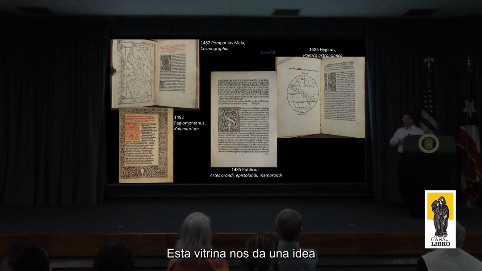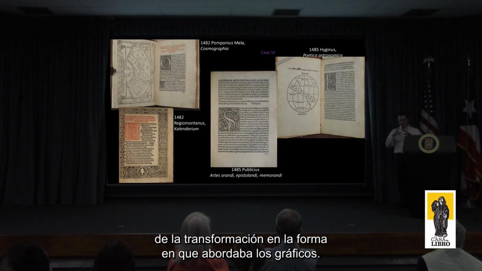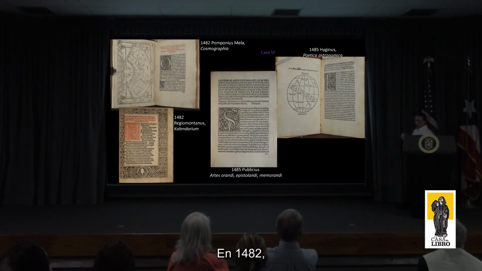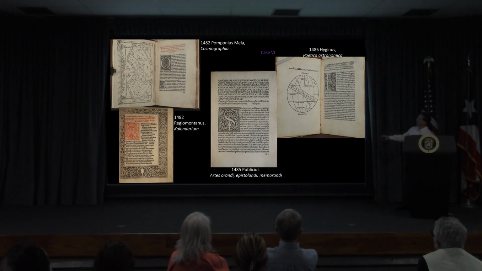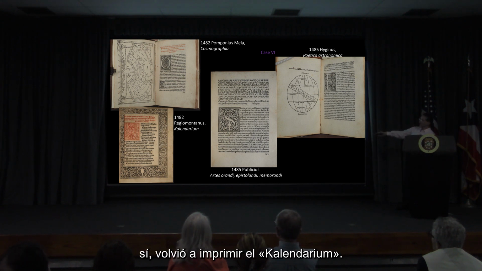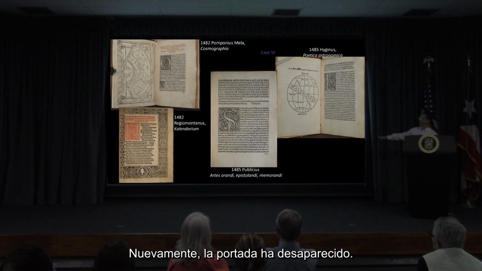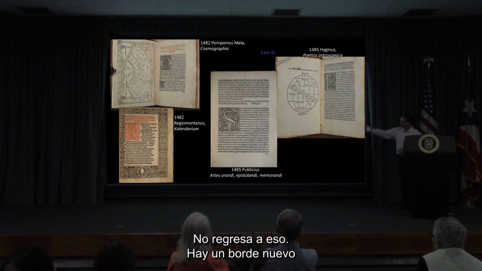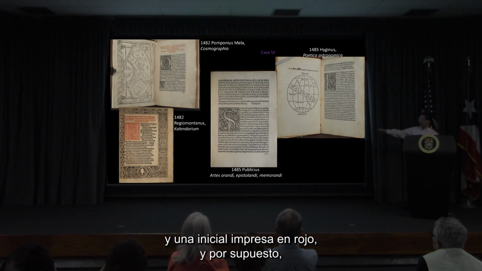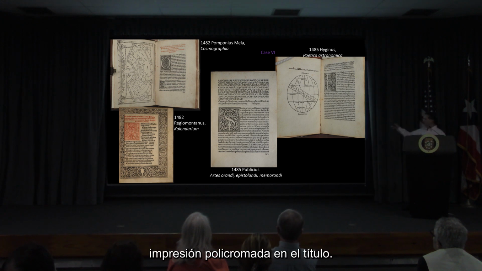This vitrine gives you a sense of the transformation in his approach to the graphics. In 1482, yes, he reprinted the calendarium. Again, gone is the title page. In fact, he doesn't go back. That's a new border and a red printed initial with, of course, polychrome printing as well for the title.